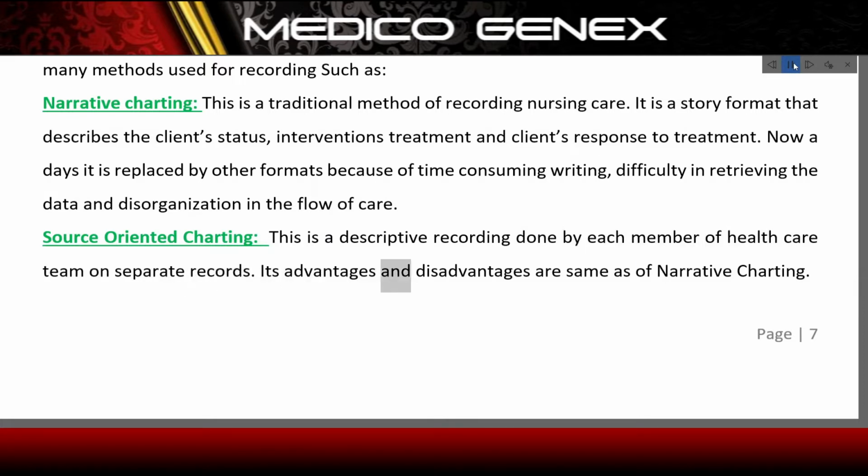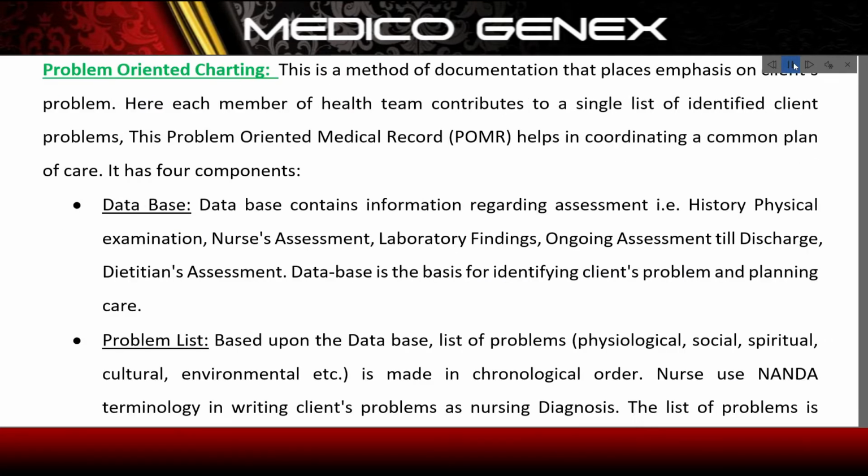Source-oriented charting: this is a descriptive recording done by each member of the healthcare team on separate records. Its advantages and disadvantages are the same as narrative charting. Problem-oriented charting: this is a method of documentation that places emphasis on the client's problem. Here each member of the health team contributes to a single list of identified client problems. This problem-oriented medical record, POMR, helps in coordinating a common plan of care.